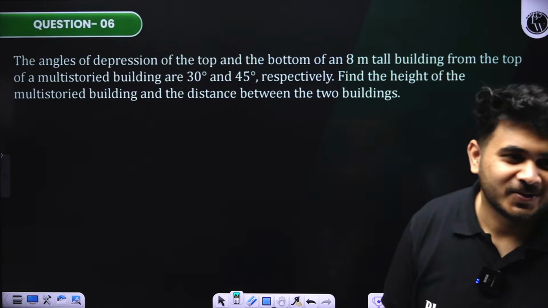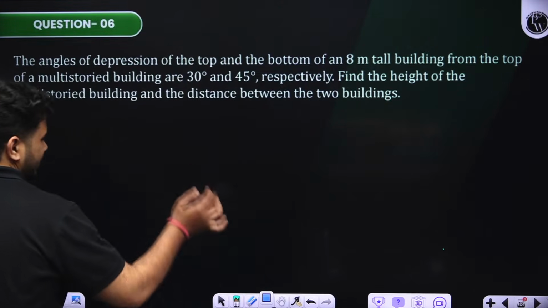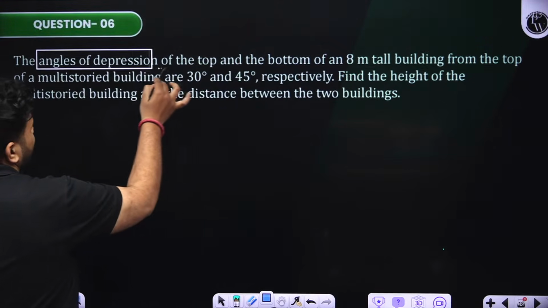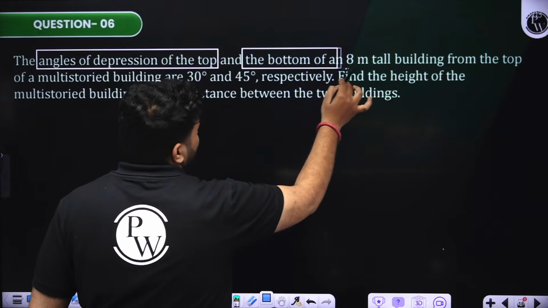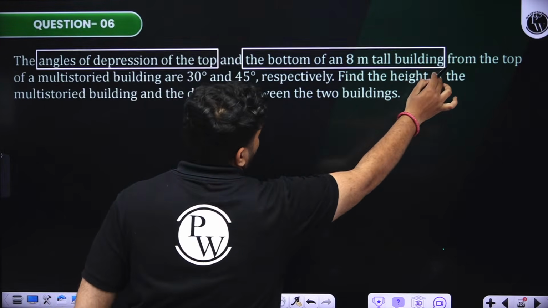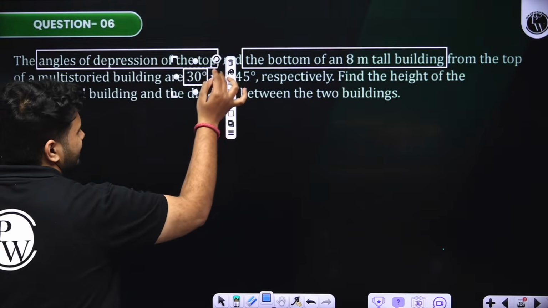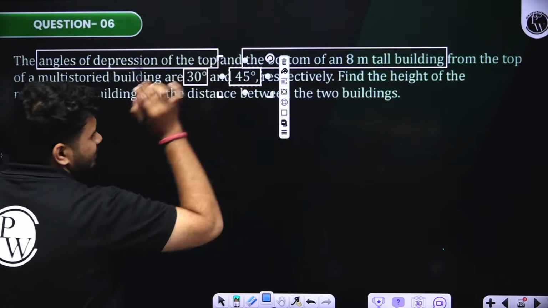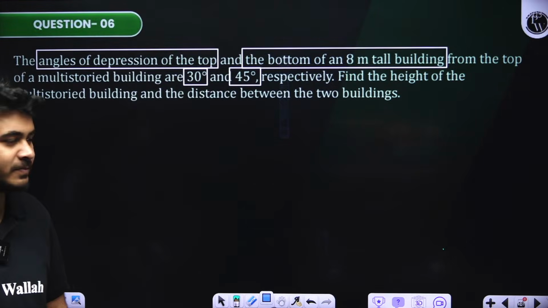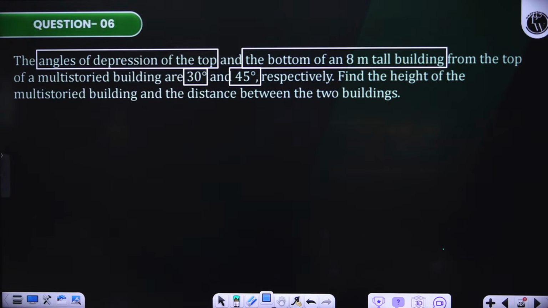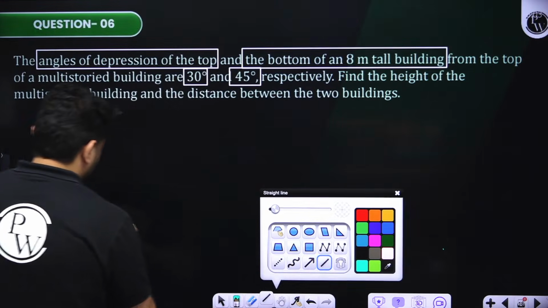Okay, so let us continue, students. Here we have the angles of depression of the top and the bottom of an 8-meter tall building from the top of a multi-storied building, which are 30 degrees and 45 degrees respectively. Find the height of the multi-storied building and the distance between the two buildings. So what do we have, students?